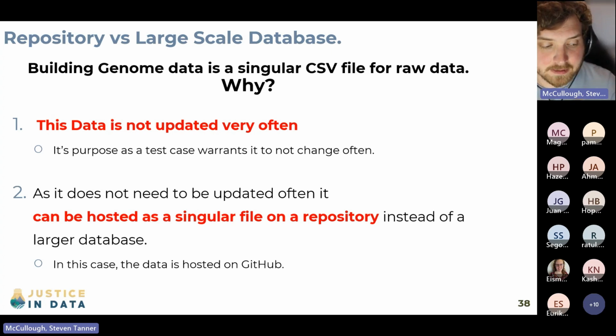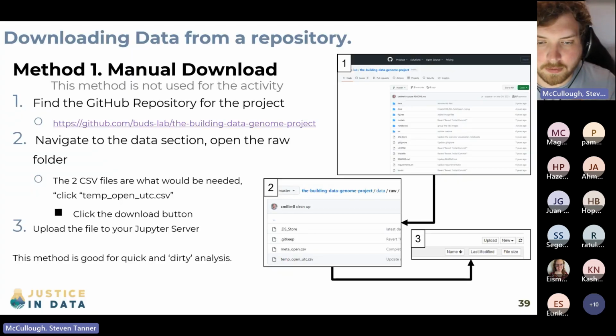So in this example, Building Genome is hosted on GitHub. GitHub's a popular place for repositories that people like to host their data or code. Building Genome has its own Python notebooks, like what we are using, in addition to the data. So one method of doing this, I'm not going to ask y'all to do this, is you can do this manually. You can go to the GitHub for this, click on the link that's in the PDF, open up the Building Genome project inside of GitHub, go to the raw folder, and download and open that temporal open utc.csv.